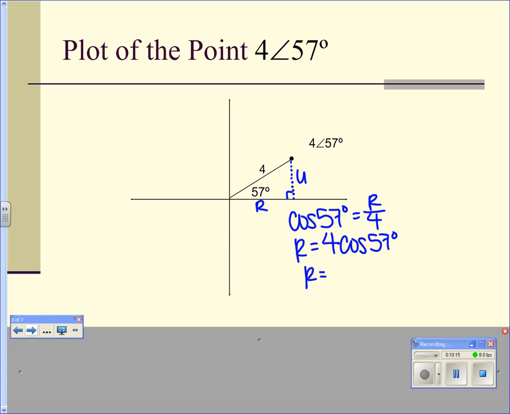What do y'all get? 2.18. Any questions on how to get that? Okay, how are we going to find the u? Okay, sine of 57 would be what?